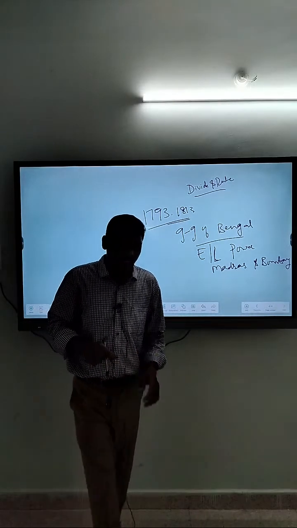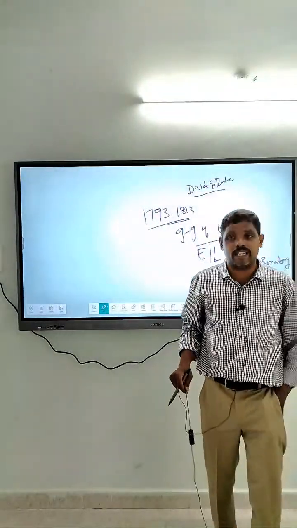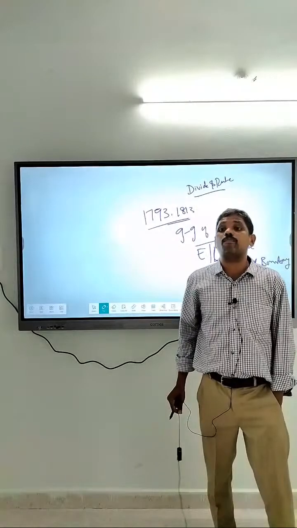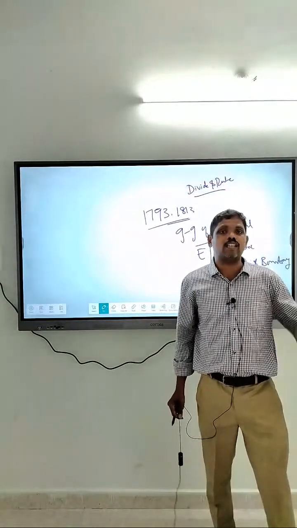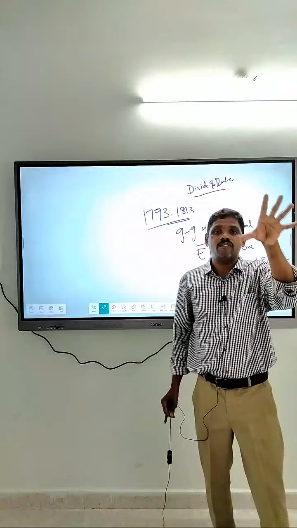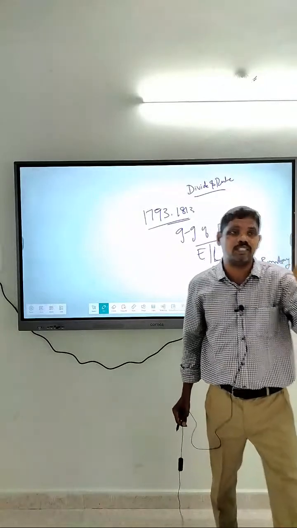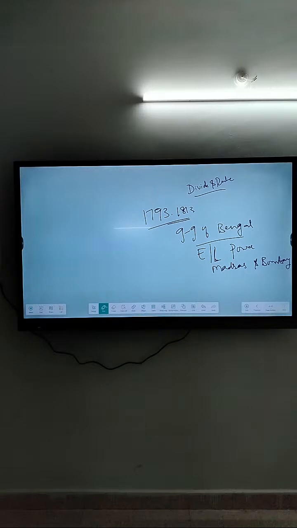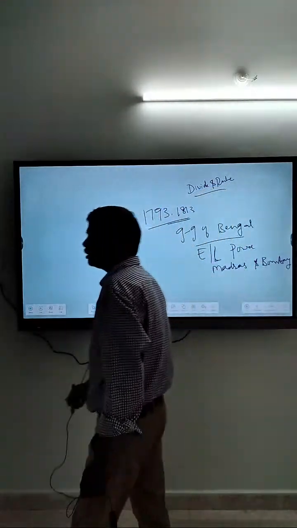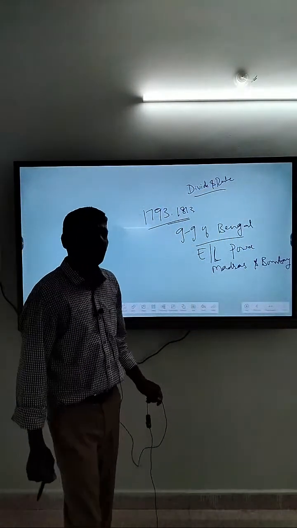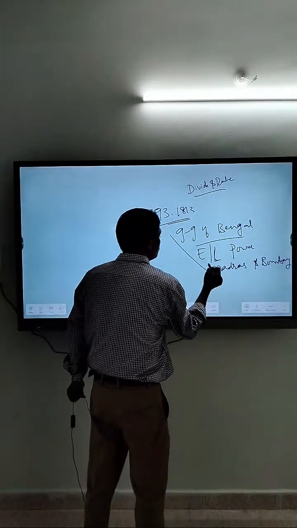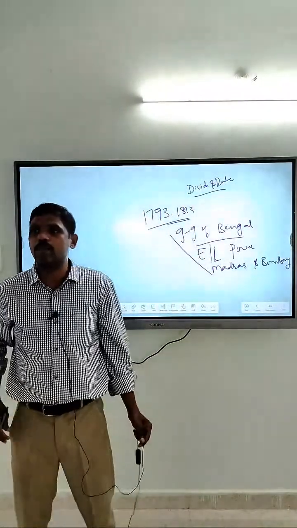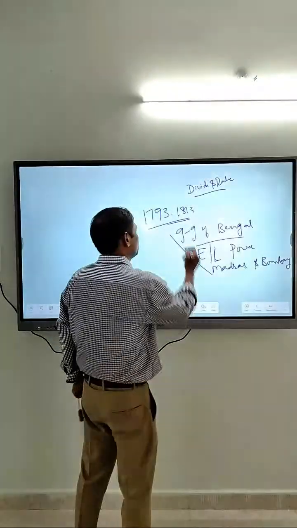Even the governors of Bombay and Madras were required to take the consent of the Governor General of Bengal to make laws. That means, in one word, we can say that there is domination of Bengal over Bombay and Madras. So this is what was done.